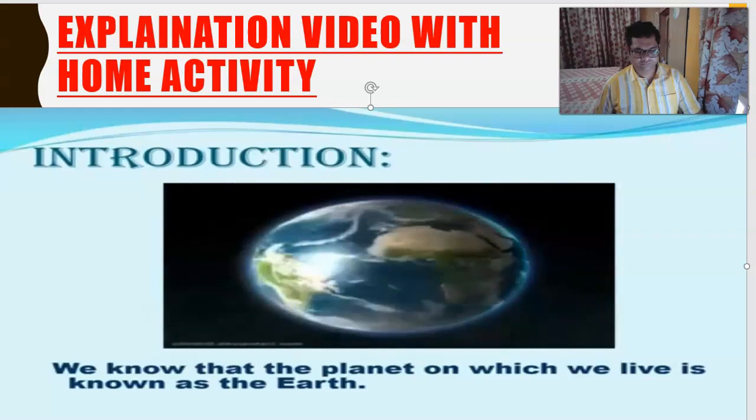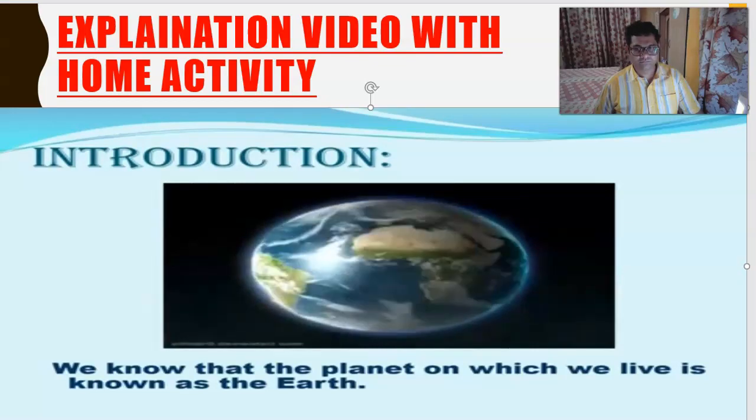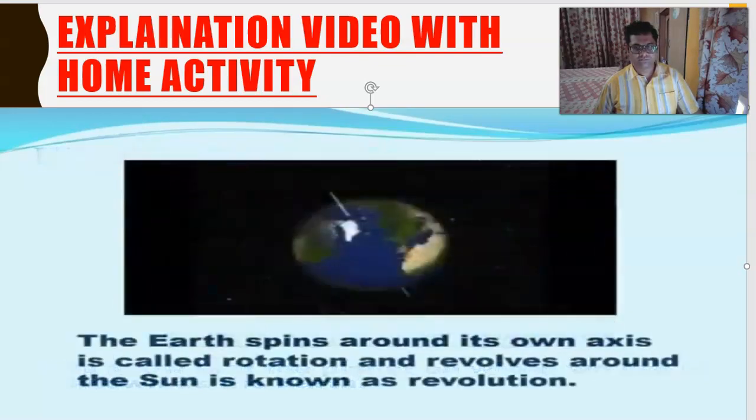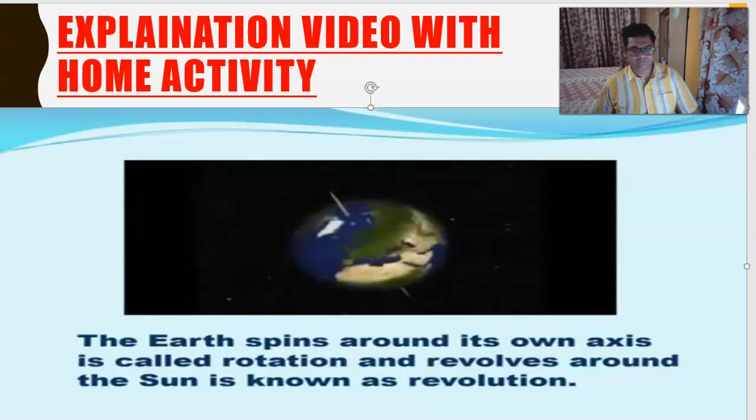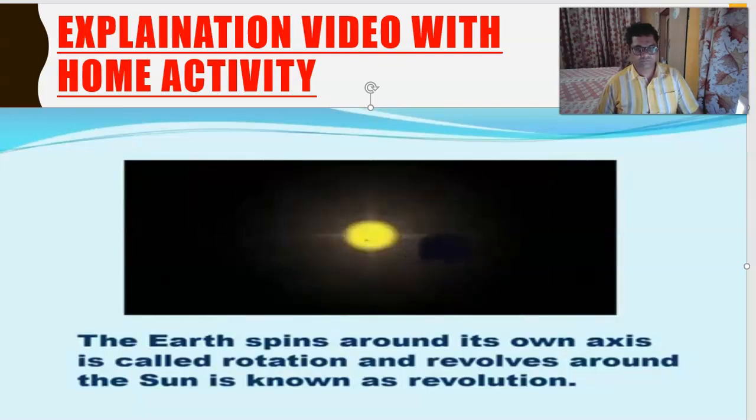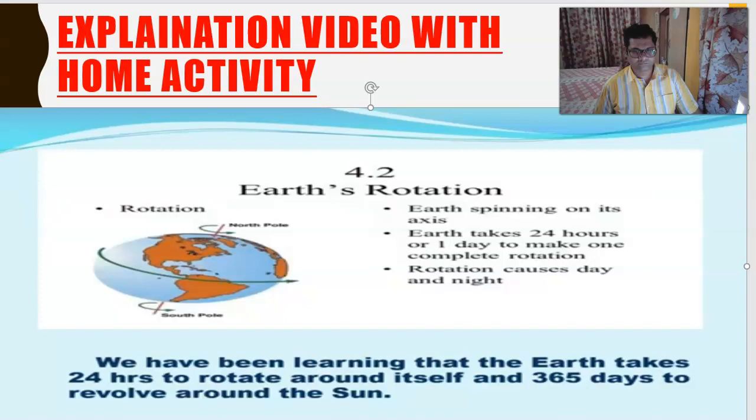Introduction. We know that the planet on which we live is known as the Earth. The Earth spinning around its own axis is called rotation, and its movement around the Sun is known as revolution. We have been learning that the Earth takes 24 hours to rotate around itself and 365 days to revolve around the Sun.